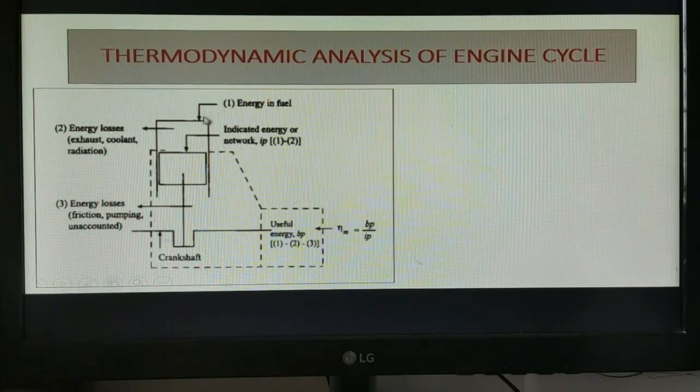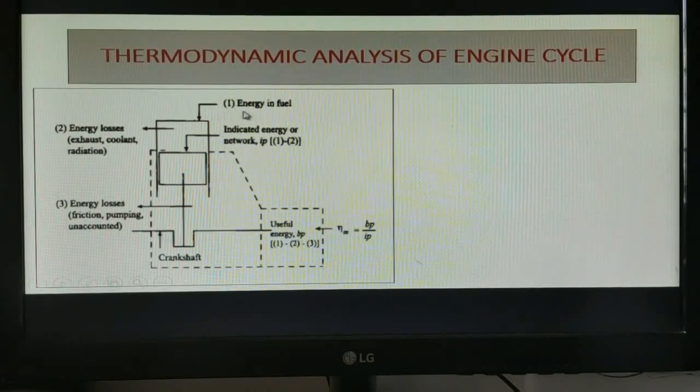Now this is the input energy, if you consider it as 100% energy that is coming into the cylinder when you are burning the fuel. Whatever energy is generated because of the burning of the fuel will increase the heat inside the cylinder and also the pressure inside the cylinder. That pressure will act on the piston to push it down, and that stroke we know as the expansion stroke or power stroke.